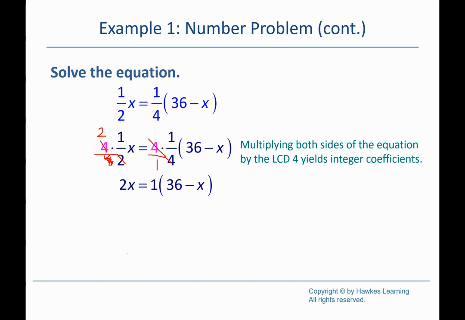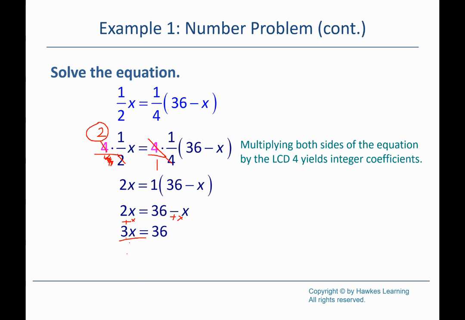Okay, so I multiply both sides by 4, and I got 2x, this 2 right here, 2 times x gives me 2x. The 4's cancel out, so I end up with 1 times 36 minus x, which is just 36 minus x. My last step is going to be to add x to both sides, right here, because I want to move that to the other side. So I'm adding x. That's where this 3x came from.